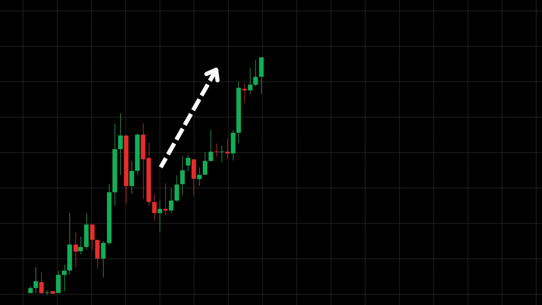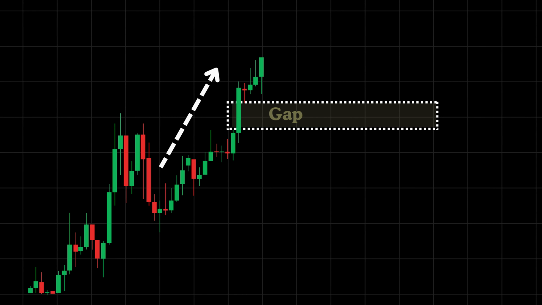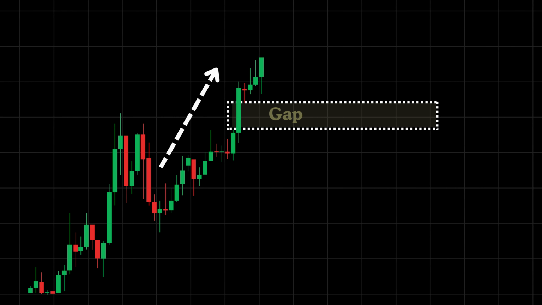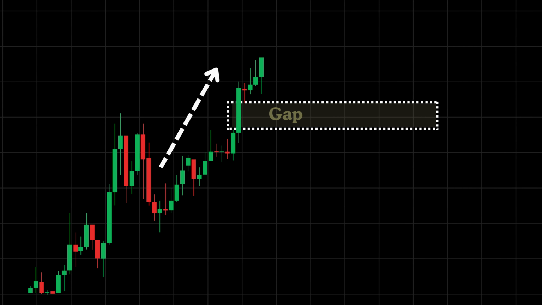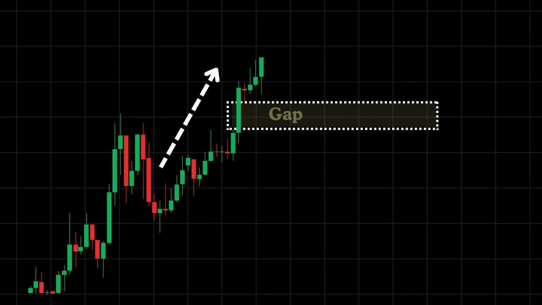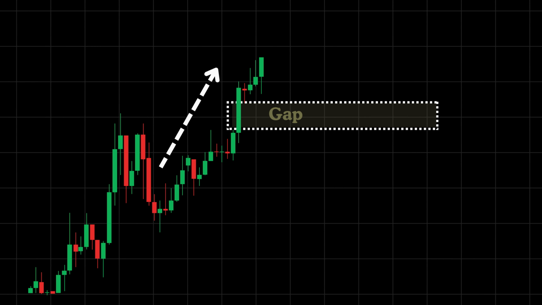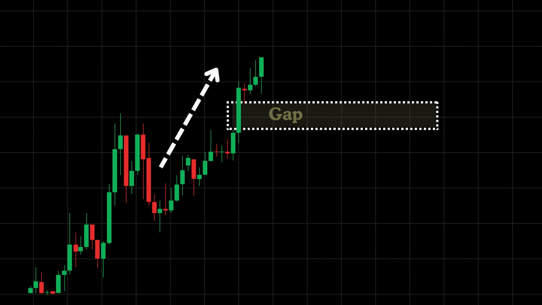Price created a strong impulsive rally upward, leaving a clear gap between candle wicks. This imbalance, also known as inefficiency, indicates that smart money entered the market aggressively, pushing price so quickly that not all orders could be filled. This gap becomes a high probability zone where institutions may return to complete those unfilled orders.